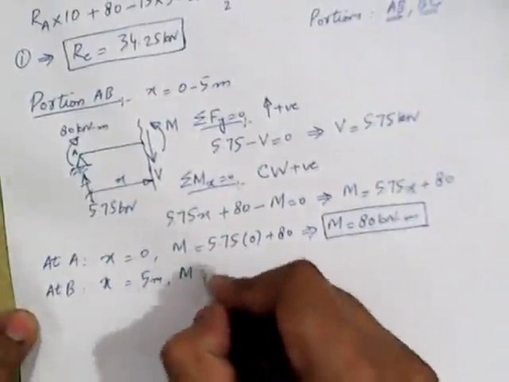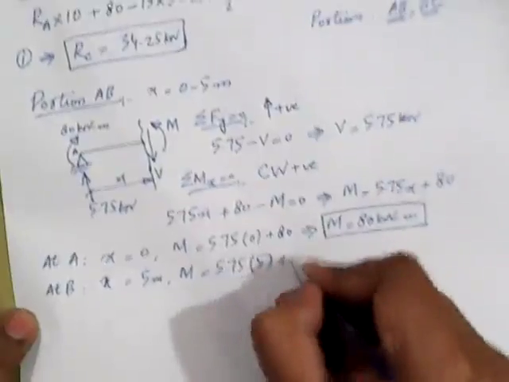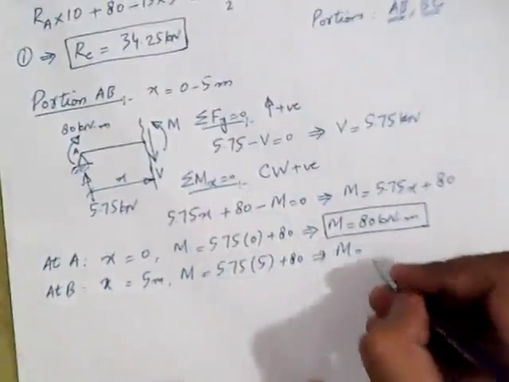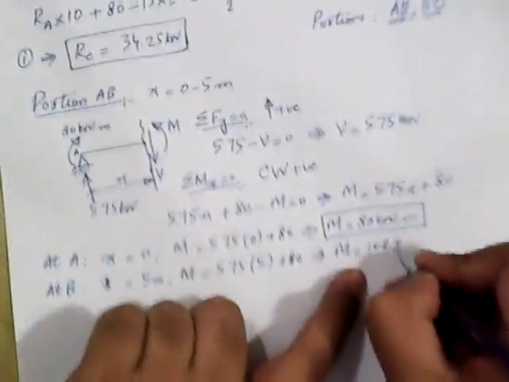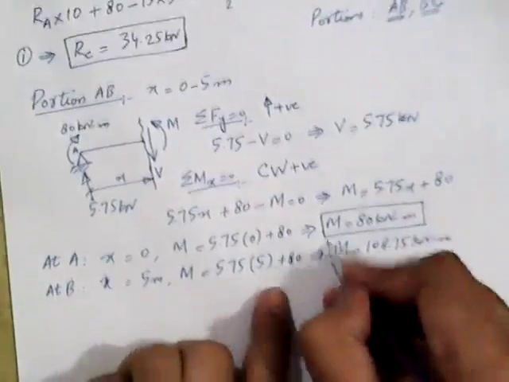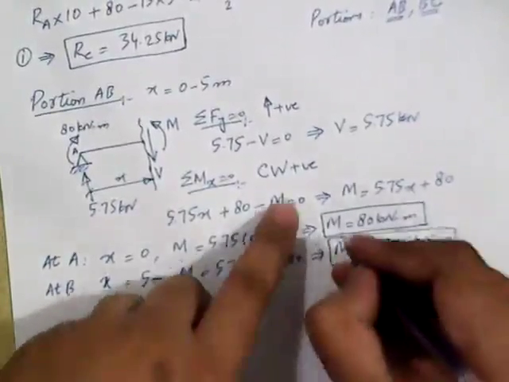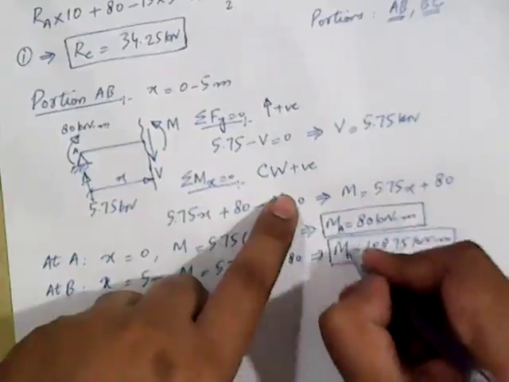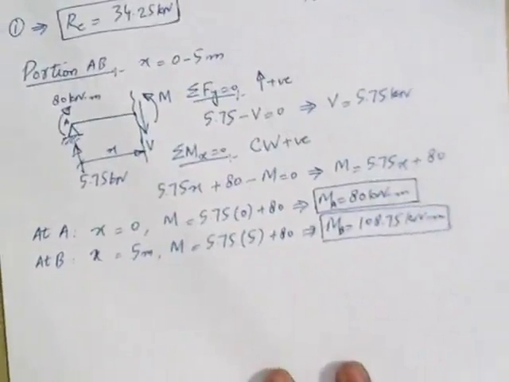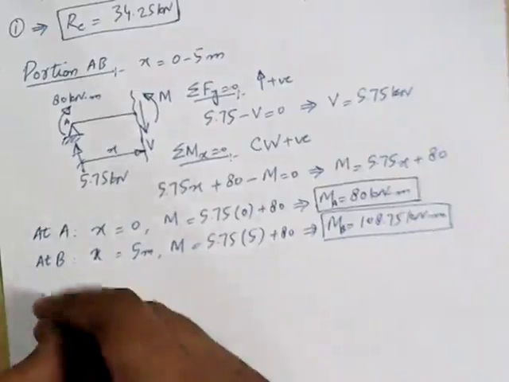So M will be equal to 5.75 into 5 plus 80, and this gives us the value of M equal to 108.75 kilonewton meter. This is the value of M for point B. You can use the subscripts A and B as well if you like for these M values. So this completes our calculation for portion AB. Now let's move to portion BC.